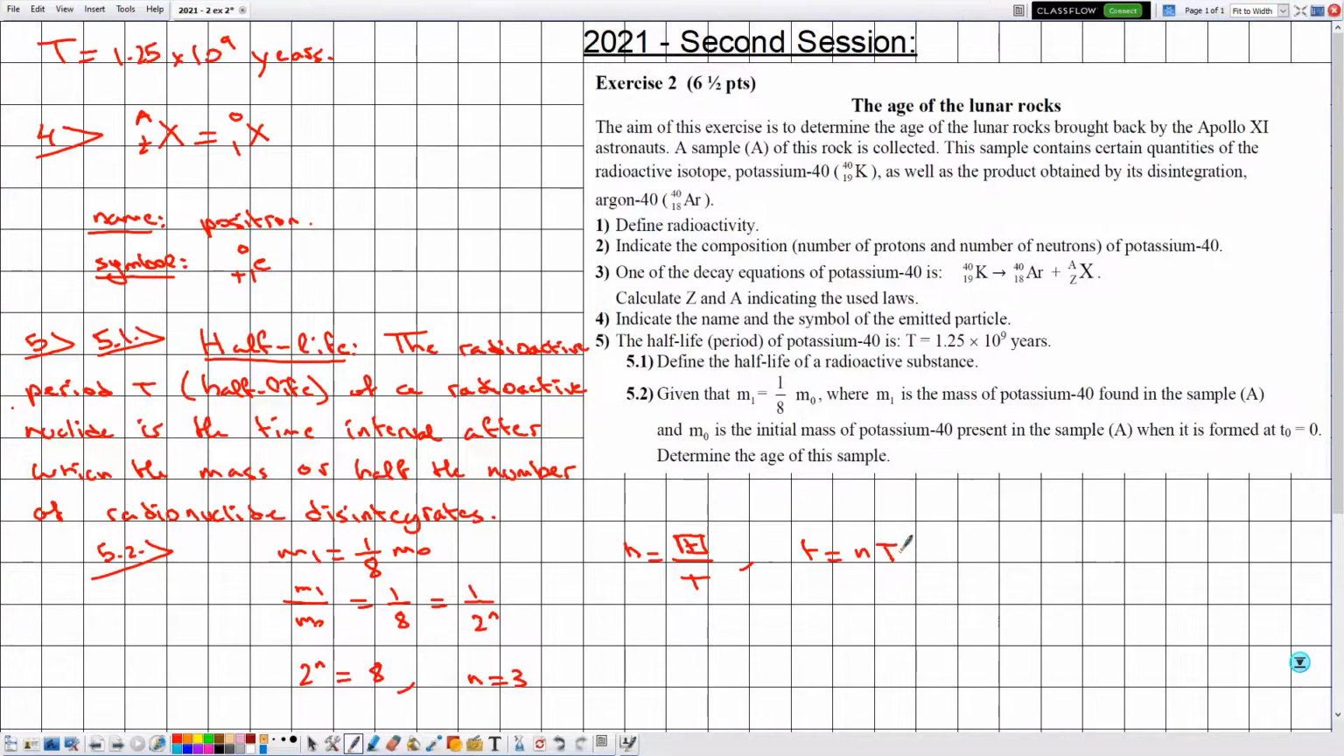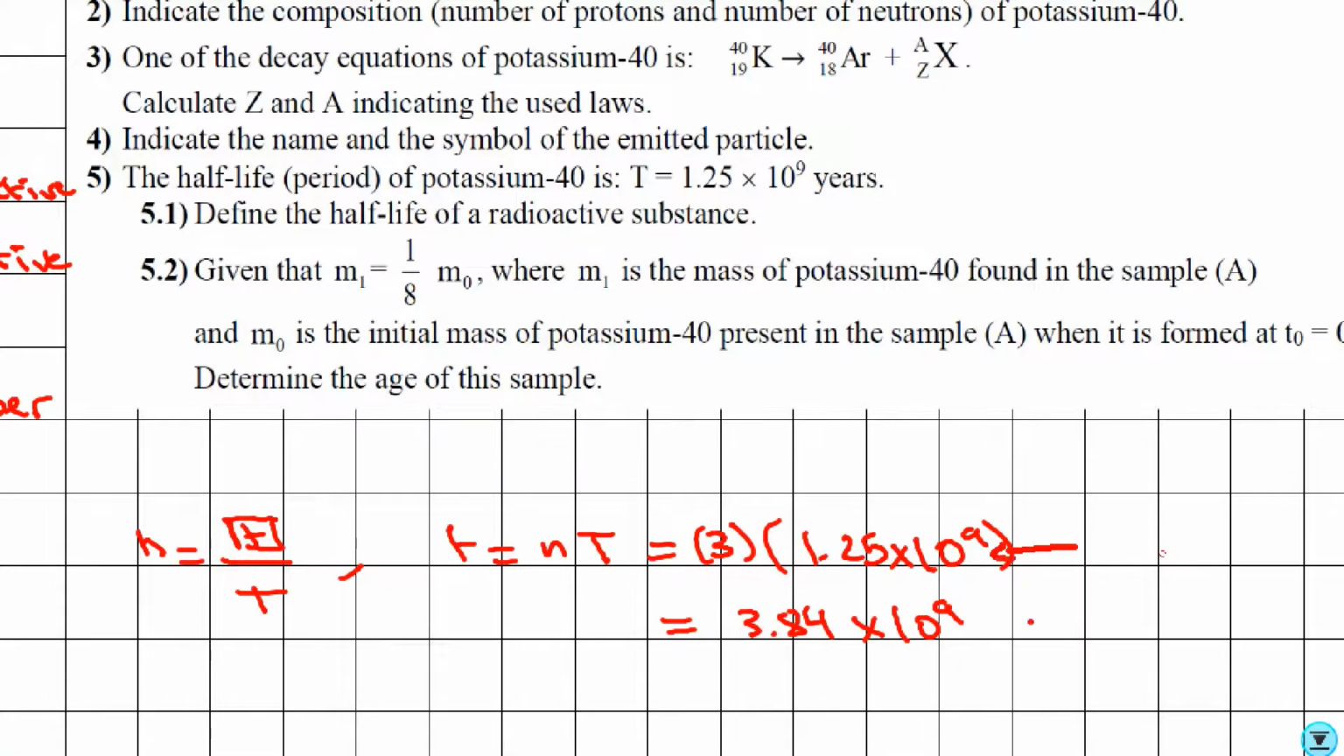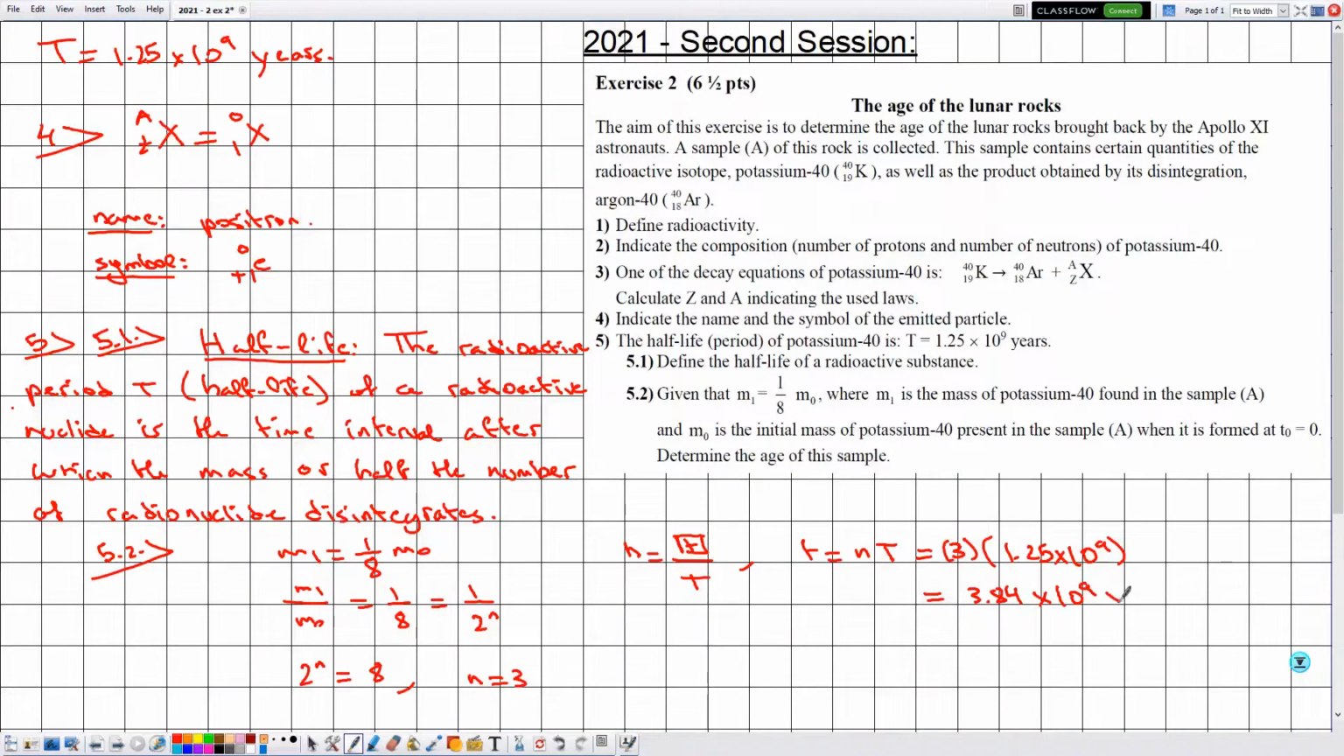Now here we have calculated and we have found that the value of n is given by 3. And it's given that the half-life of this sample is given by 1.25 times 10 to the power 9 years. Now plugging this expression on the calculator, then this is equal to 3.84 times 10 to the power 9. Since this time is expressed in years, then this time will be expressed in years.